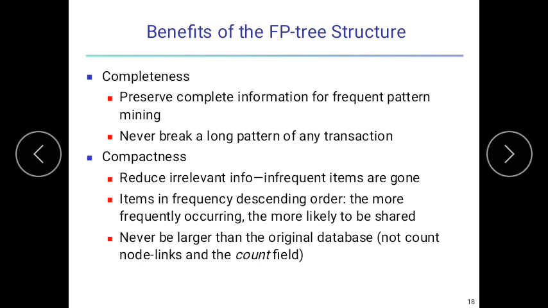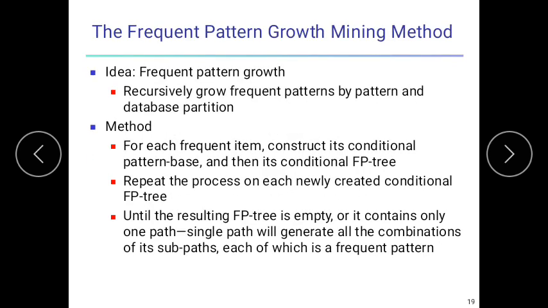The benefits of this FP tree are that it preserves the frequent pattern information and never breaks a long transaction. It reduces the irrelevant information, and items are in decreasing order of frequency: the more frequently an item occurs, the more likely it is to be in the database. It will not have a large database count because it is removing the items whose count is less than the minimum support count. So the basic method for FP tree is, for each frequent item set you construct an FP tree based on the frequency count, and after that you reorder the items based on the priority.